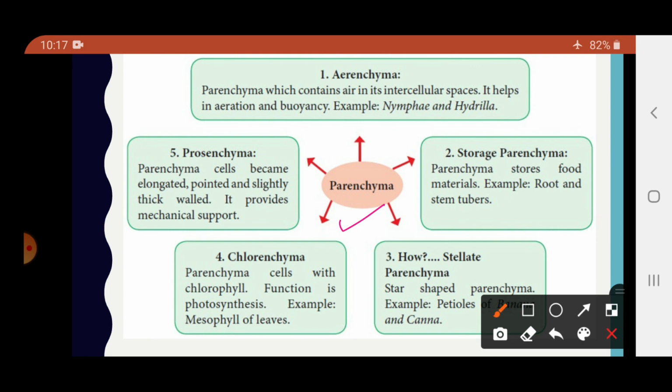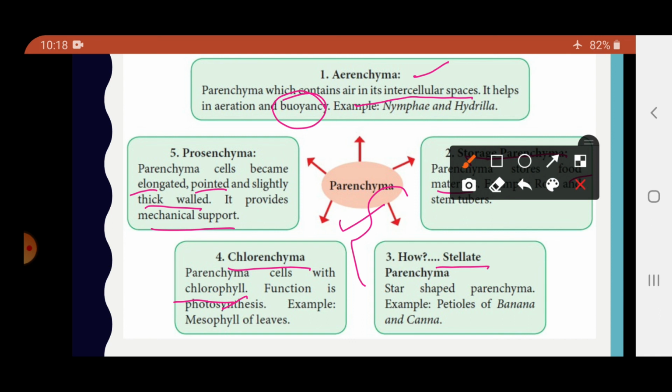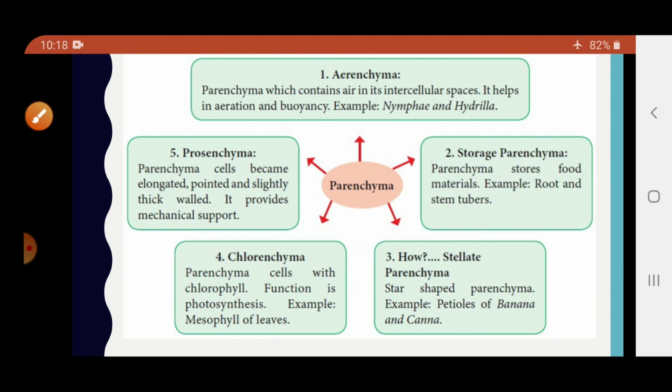So these are the modifications. See, this is parenchyma divided into aerenchyma, which contains a large amount of air in its intercellular spaces. So basically the gap between cells will be very large, which is called air chambers, and it will provide buoyancy. Prosenchyma cells are elongated, pointed and thick walled, and they provide support. Then the second type we studied is chlorenchyma. Basically they contain chloroplast and chlorophyll, and their function is to perform photosynthesis. These are the two extra types. One is storage parenchyma, the main type of parenchyma, which stores food materials. And finally the stellate. Stellate means star shaped. So the star shaped parenchyma is called stellate parenchyma. So these are the various modifications of the parenchyma.